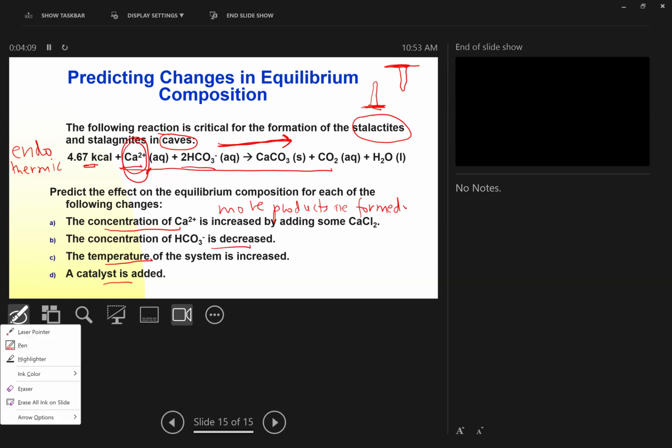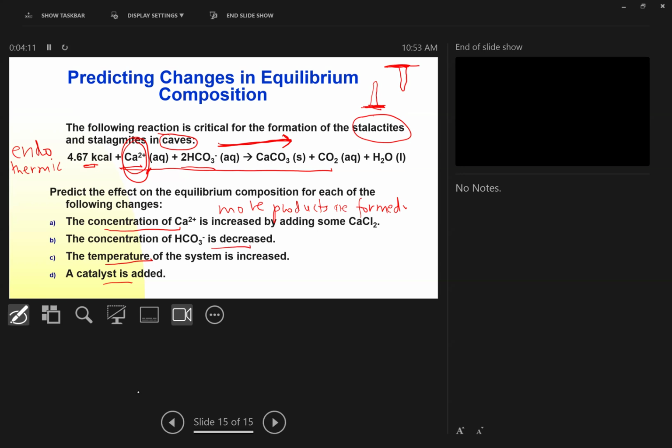Let's look at the second one, B, which is the concentration of HCO3 minus is decreased. Now let me change the ink color to orange. Whenever the concentration of HCO3 minus is decreased, the equilibrium will lie towards the left, meaning more reactants are formed, because now the products are going to start reacting to produce more reactants, which is the same as saying the equilibrium lies to the left.